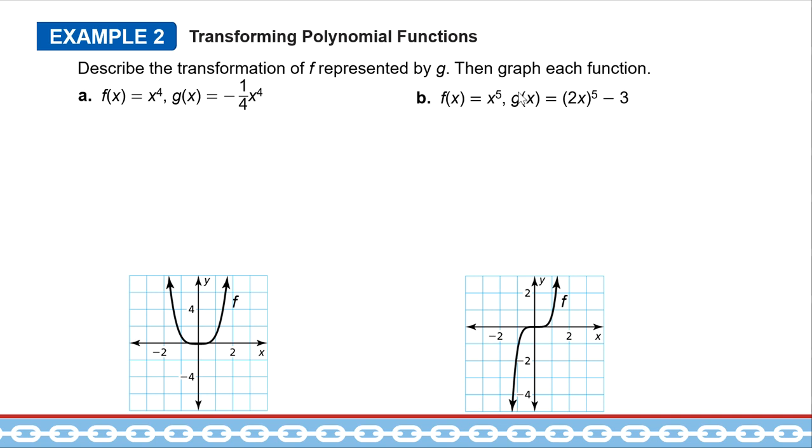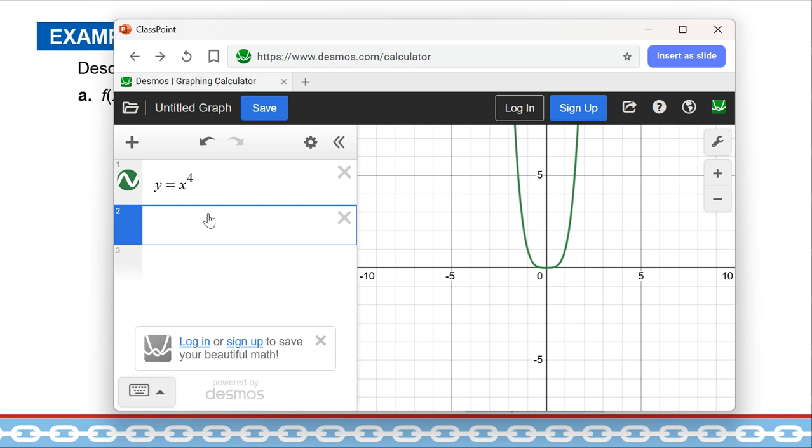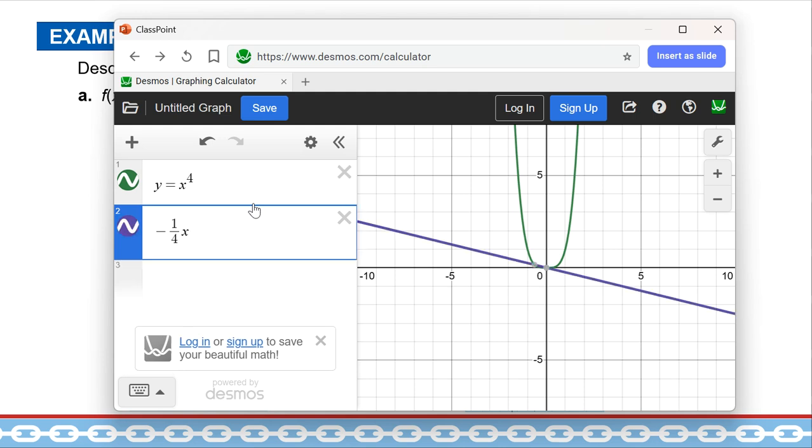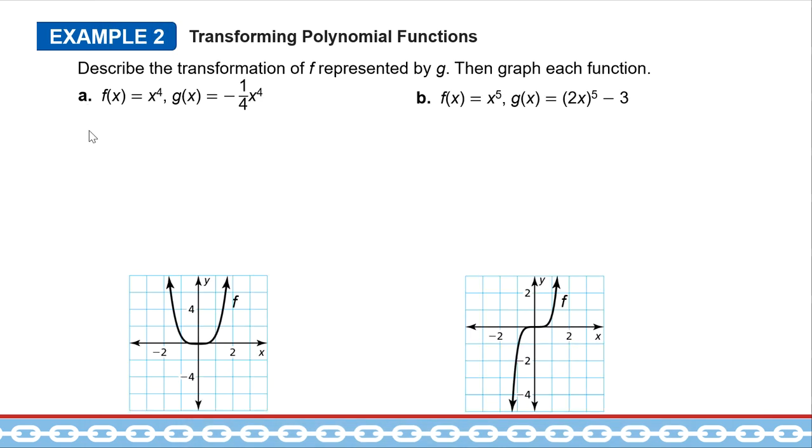So I have x to the fourth, so y equals x to the fourth. And for my transformation, I get negative 1/4 x to the fourth, right? So my difference then is that negative 1/4 out front. The beauty of Desmos is we can see in color, right? The green is my original. The transformed version is in the purplish color. So we see that it has a shrink by a factor of 1/4, and it flips over the x-axis.